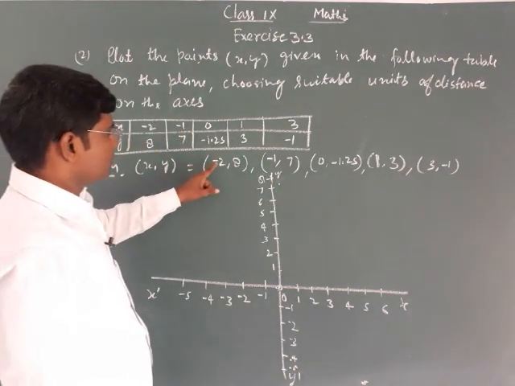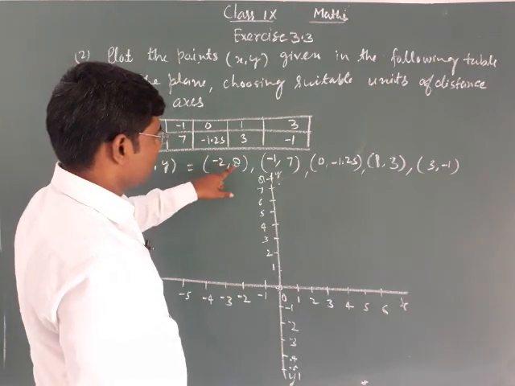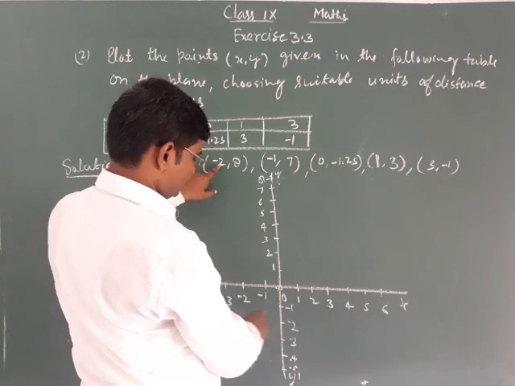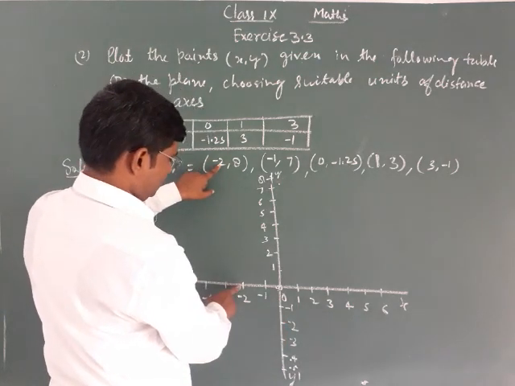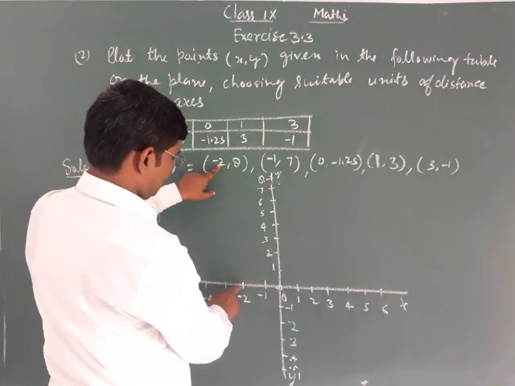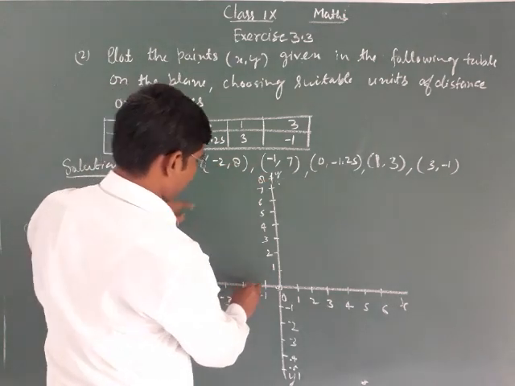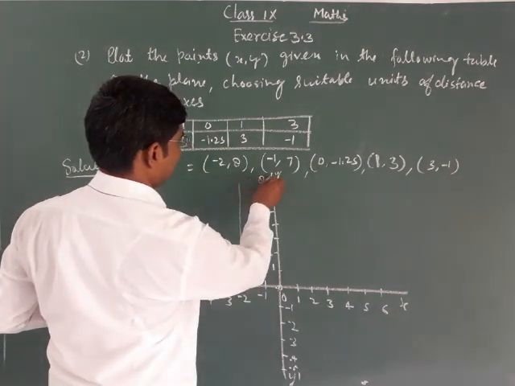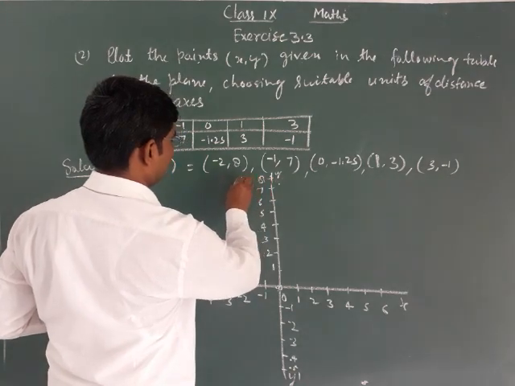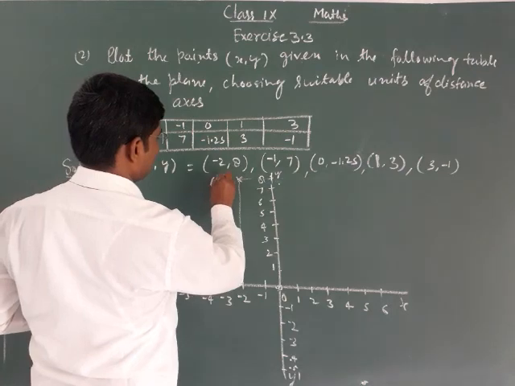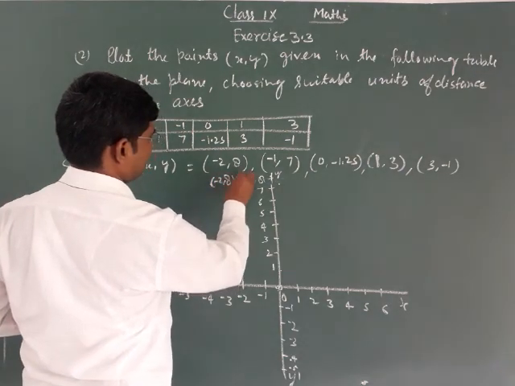So the first point has abscissa minus 2 and ordinate plus 8. So go to minus 2, then just above it up to 8. So this point is located in the second quadrant: (-2, 8).